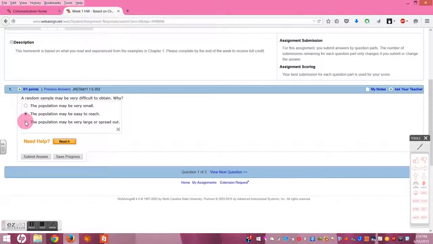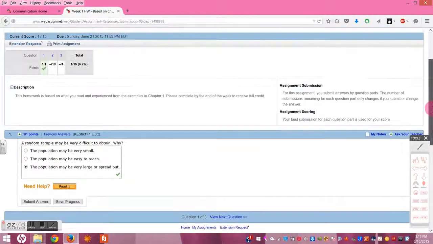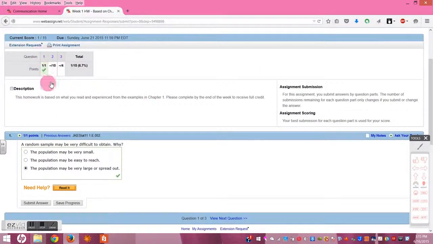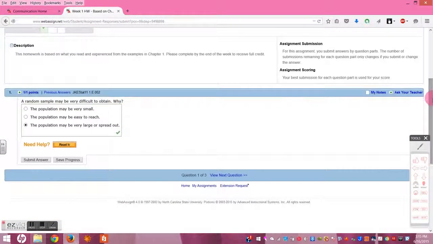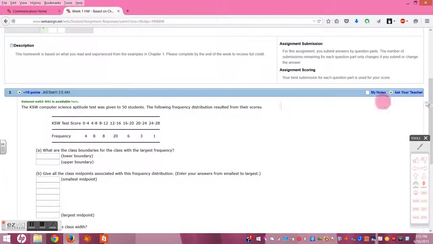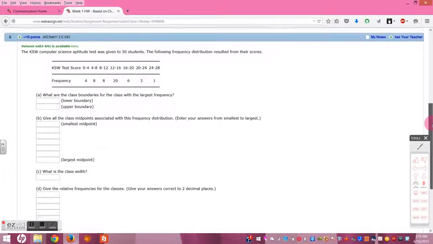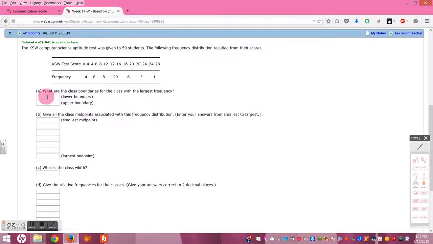Now in a multiple choice question with 3 choices, not a big deal, but if you're doing a problem, it might be harder to determine what the answer is. So you're looking for that green check, and that's going to tell you how many points you got correct for that question. There are also questions in which you need to fill in the blank with an exact number. Please read the instructions. WebAssign is very, very picky.